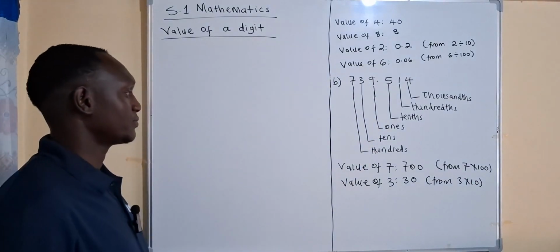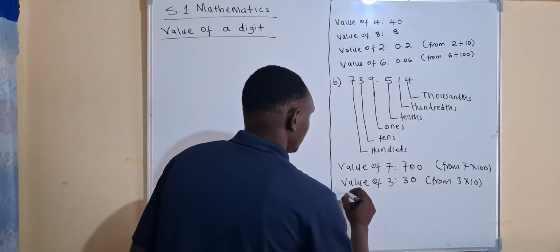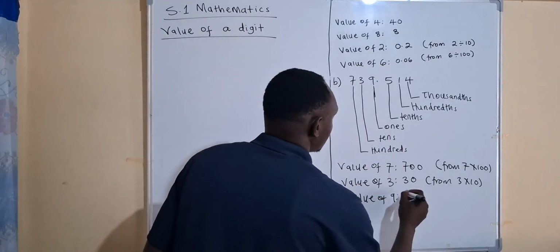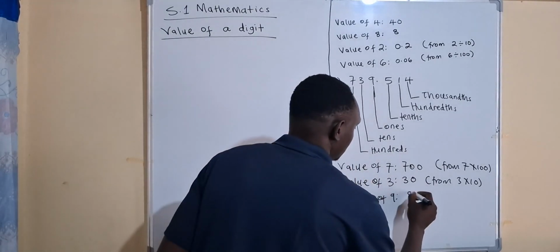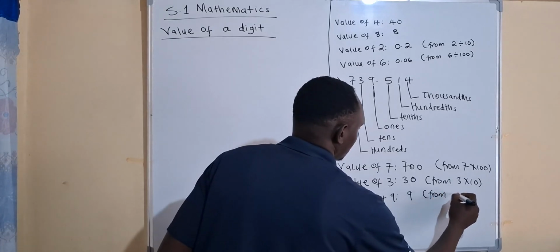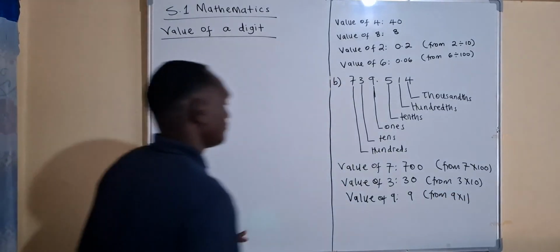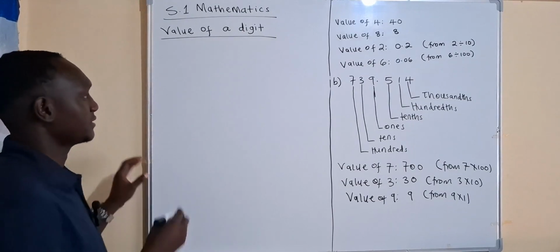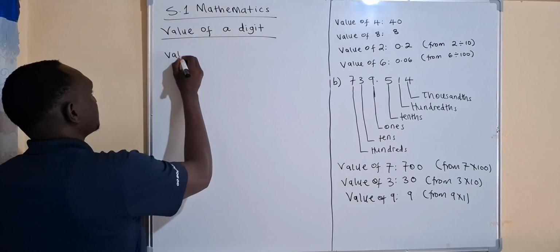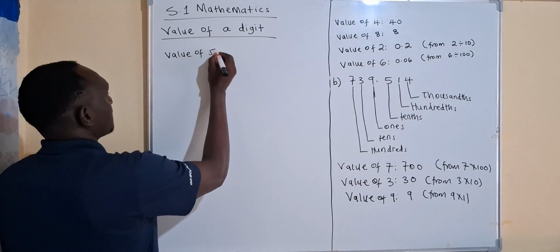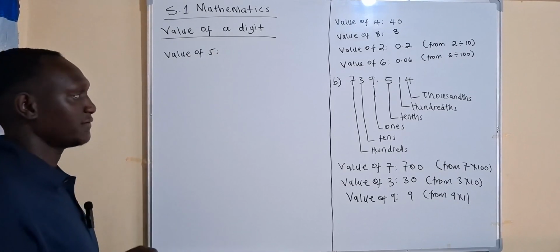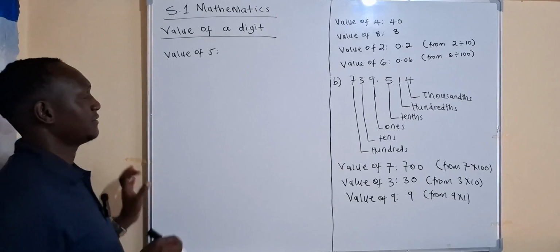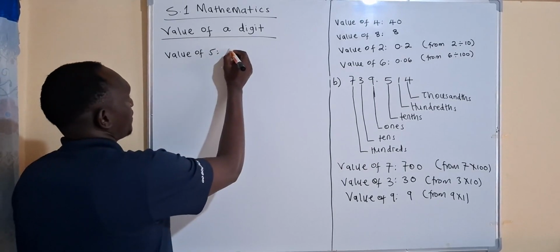And then we go to the value of 9. That becomes 9 times 1, which is 9. That is simply from 9 times 1. Now we have done the part for the whole numbers. So let's go to the part after the decimal point. We are going to give the value of 5. 5 is the number immediately after the decimal point. So 5 divided by 10 is 0.5.